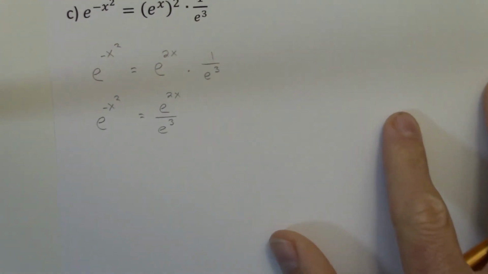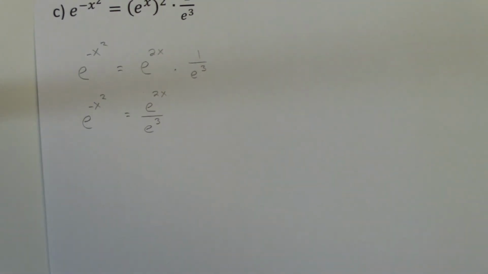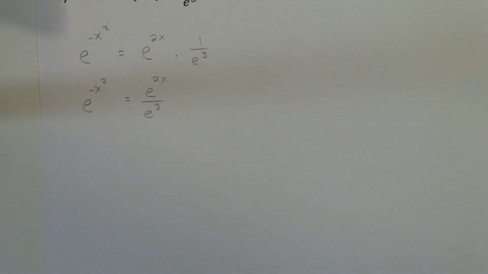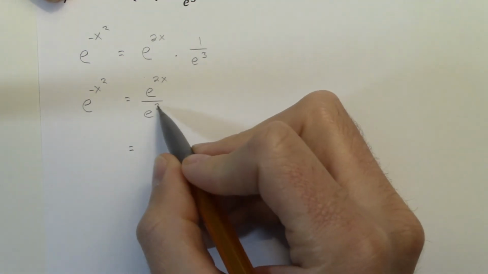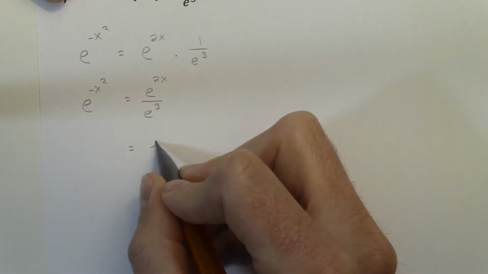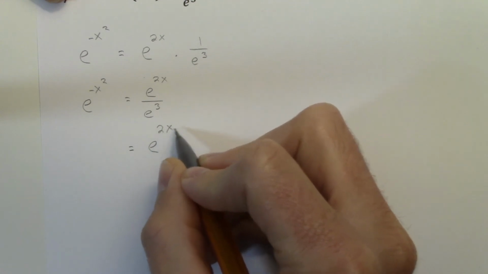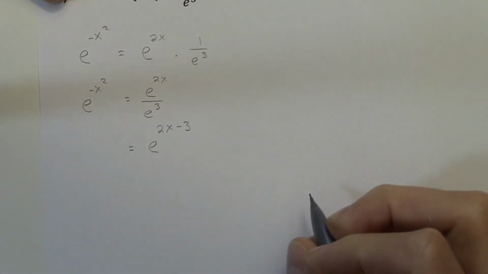Okay, I'm going to keep on going. Again, the laws of exponents here say that I have to subtract these exponents. So I'm going to get e to the power of 2x minus 3. That is a law of exponents.